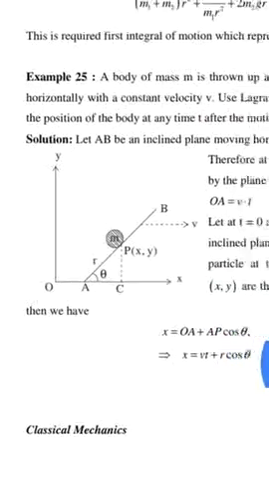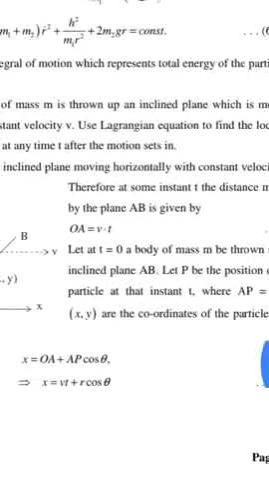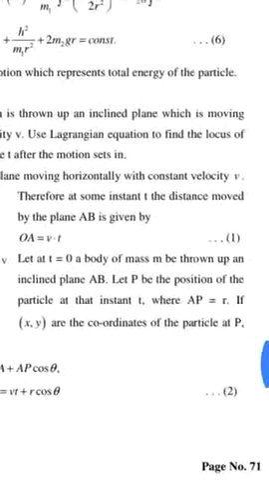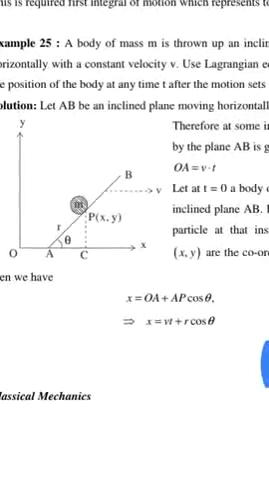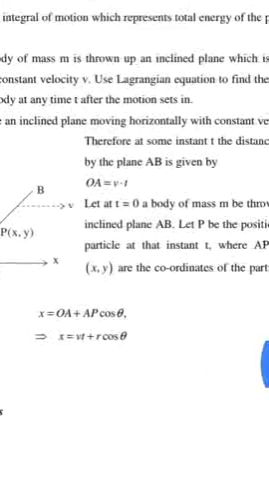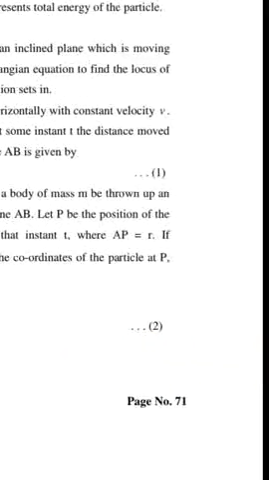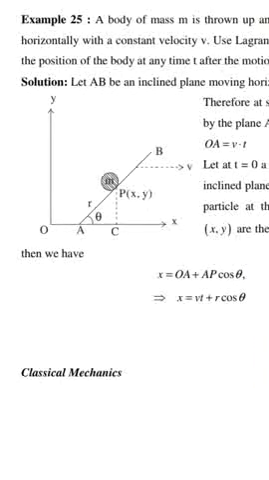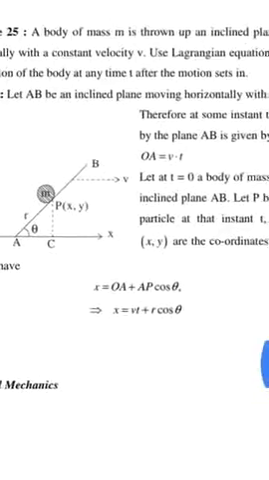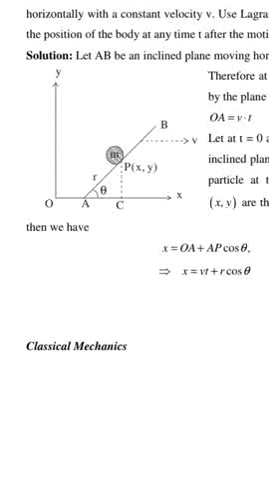Next, one more example. A body of mass m is thrown up an inclined plane which is moving horizontally with a constant velocity v. Use Lagrangian equations to find the locus of the position of the body at any time t after the motion starts.